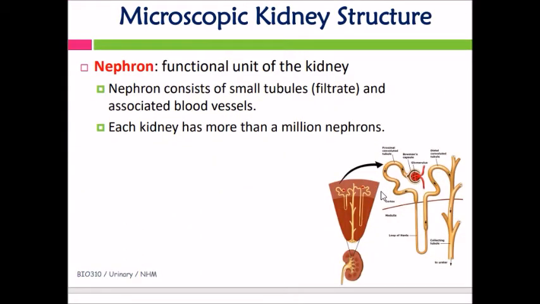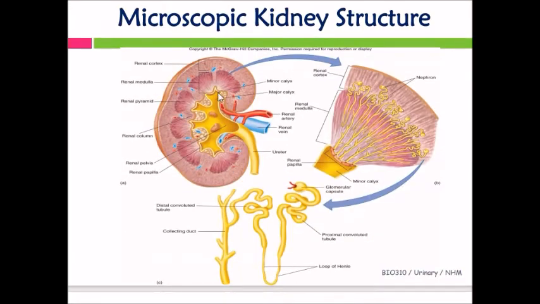Okay, so the functional unit of the kidney actually refers to the nephron. The nephron is located in both the renal cortex and the renal medulla. It consists of small tubules that are important for the filtration process, and they are associated with the renal blood vessels. Each kidney has more than 1,000,000 nephrons. It's a lot inside our body.